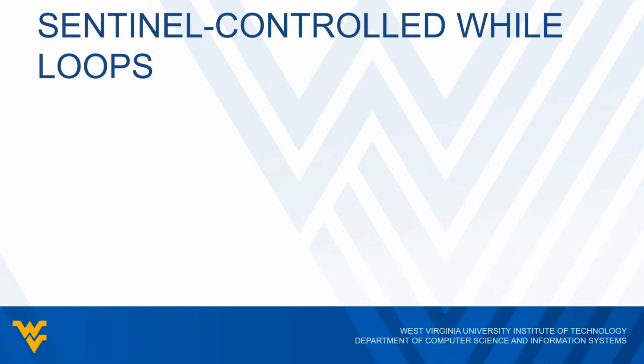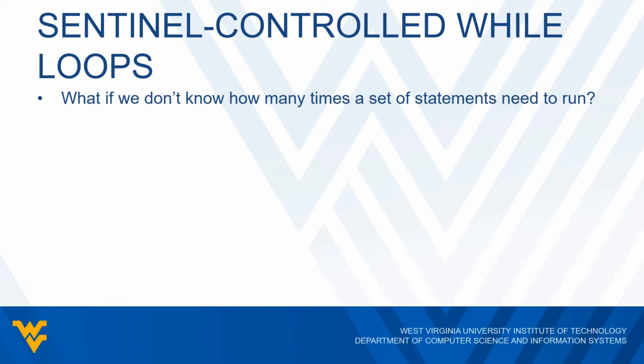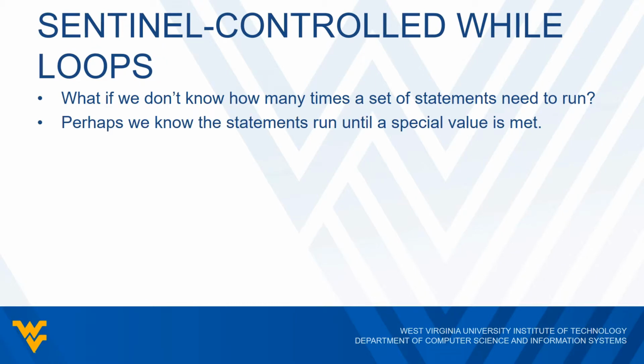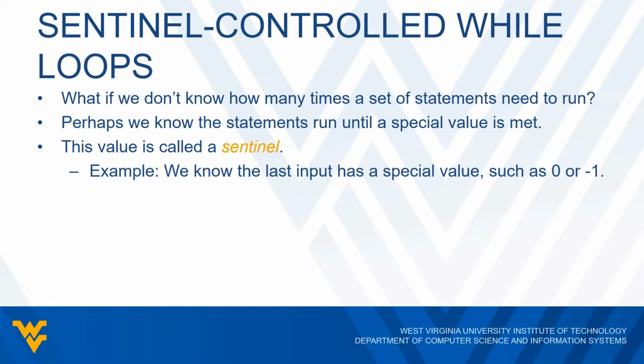Counter-controlled while loops are great if we know the exact number of times we want to run our statements. But what if we don't know the exact number of times? Maybe instead we want to repeat our statements until we get some special value. We read in some specific number or some specific value. This type of value is what we call a sentinel. So just to give you an example, maybe we know that we're going to keep repeating input and we don't know how many times we're going to do it, but we know that the last input is some special value. Maybe it's 0, maybe it's -1, but we know it's something a little different than what we're used to.